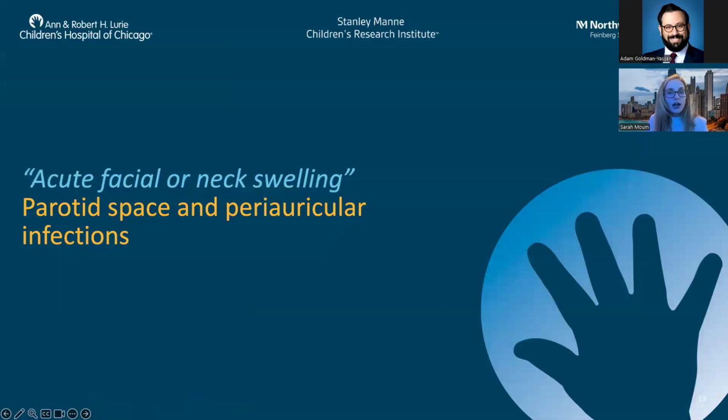Okay, so next we're going to move on and discuss facial and neck swelling, and we will break this up a little bit. So we're going to start with parotid space and periorbital infections.